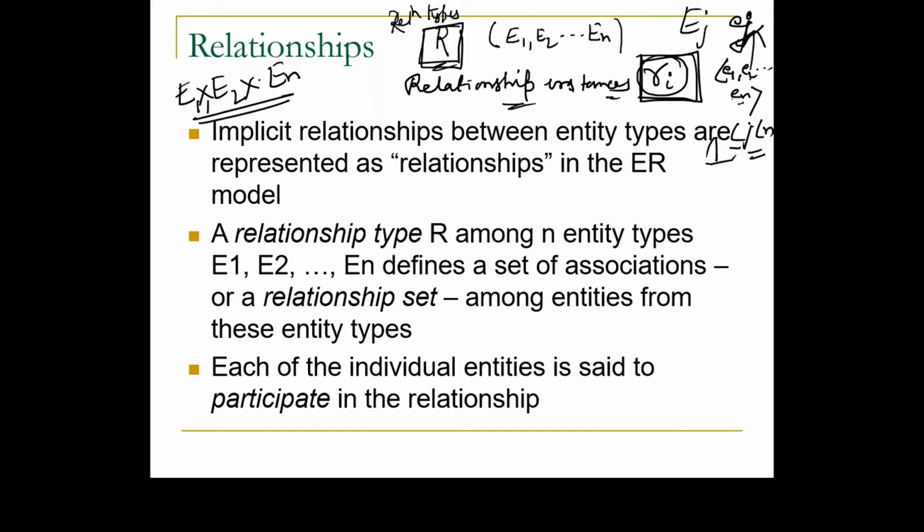Okay, so here if you see, a relationship type R among n entity types, E1 to En, defines a set of associations, or the relationship set, among entities from these entity types. Each of the individual entities is said to be participating in the relationship.